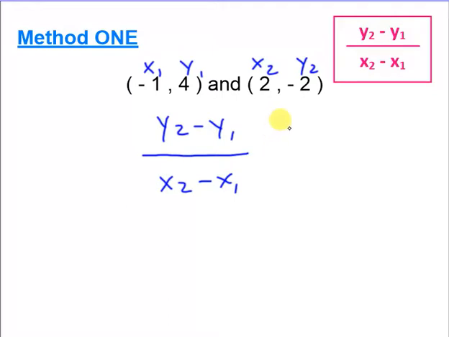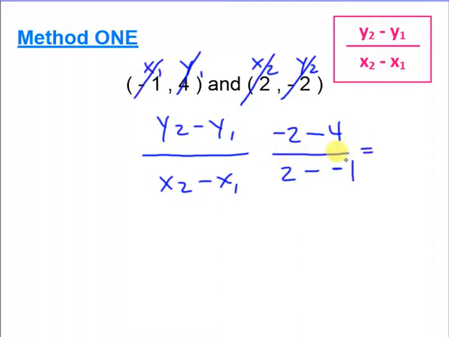So I start with my y2, which is -2, minus, because that's my operation, y1, which is 4, over x2, which is 2, minus -1. So here's where you need to be careful because you have several negatives here. So let's simplify the top first. -2 minus 4, that's going to be -6.